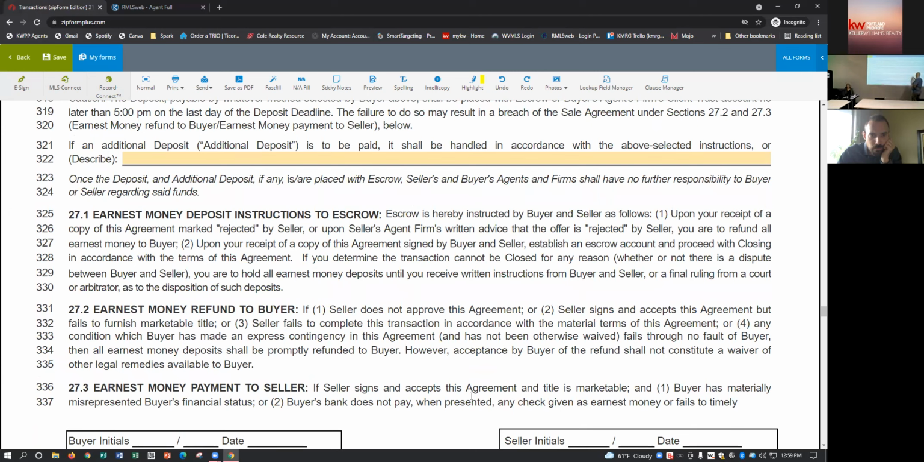There's one thing here that is kind of key. I don't love it, but you could fall back on this. Okay, right here. Seller fails to complete this transaction. Any condition which buyer has made an express contingency in this agreement and has not been otherwise waived fails through no fault of buyer, then the buyer could get their earnest money back. I don't like the way that's written.